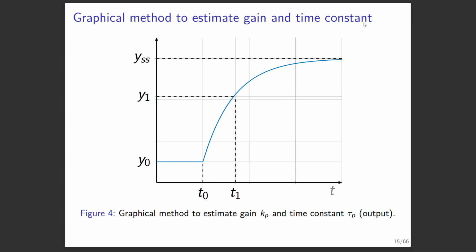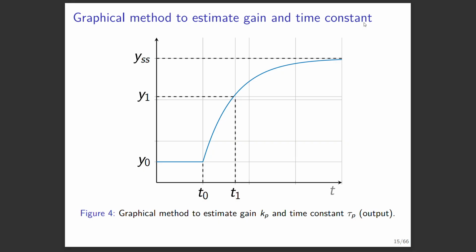Imagine you have this response. You have a transfer function, but you don't know what it is. That's what you're trying to do: determine the transfer function of a first-order system. All you know is that this is the response. What can you do? How can you find the first-order system's transfer function?